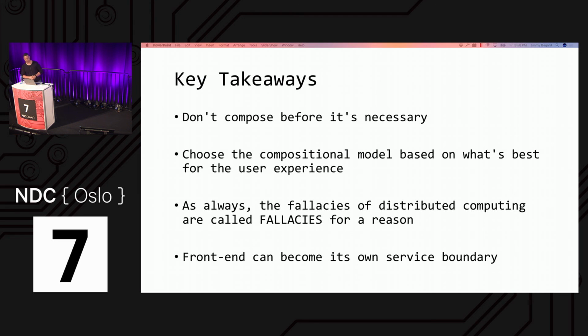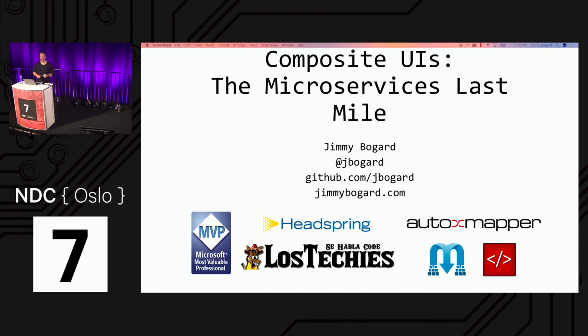And the final piece I notice, especially for something like the search service, is that these front-end UI services that start out as just generic pulling of pieces together can very often graduate into their own service boundary that fulfills a specific business purpose. So with that, thank you very much. That was Compositional UIs, the Microservices Last Mile.